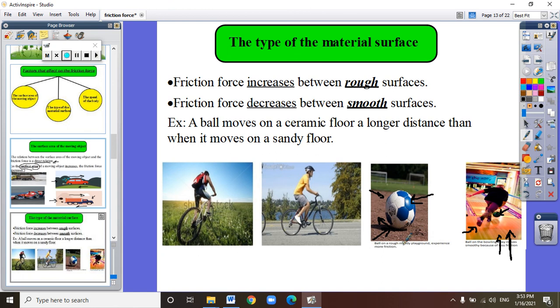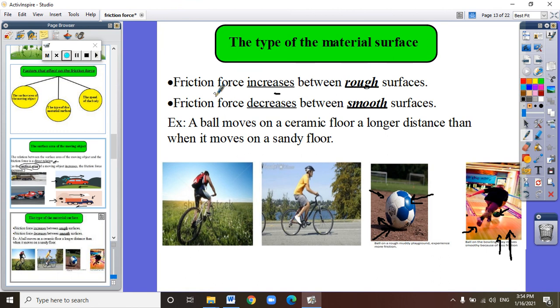So when the object is moving on a rough surface, the friction force will increase. But when the object is moving on a smooth surface, the friction force will decrease. Why here will the friction force decrease? Because the ball will move so fast and over a large area. And this ball will move here so slowly and it will move over a small area and will stop. So the friction force here is bigger than here.